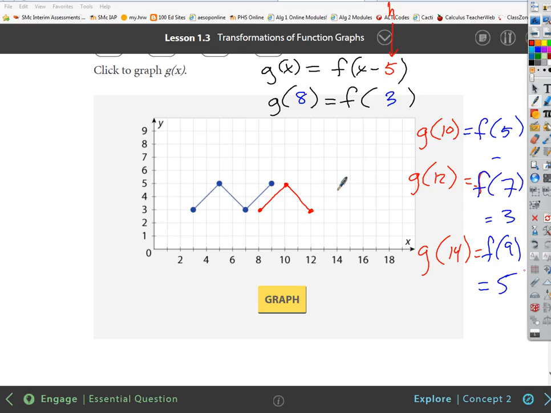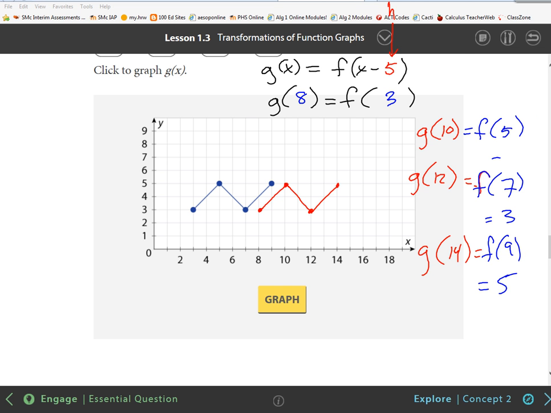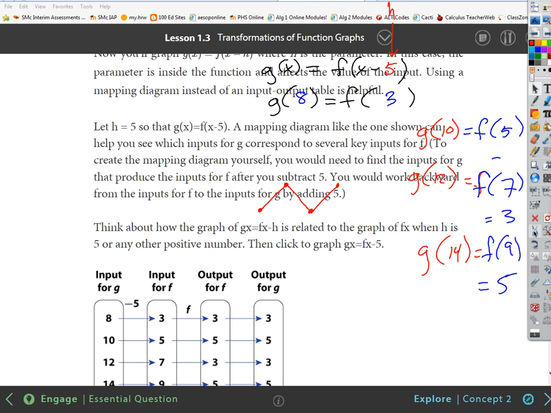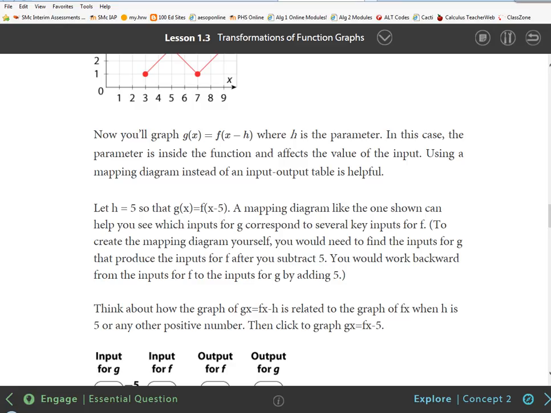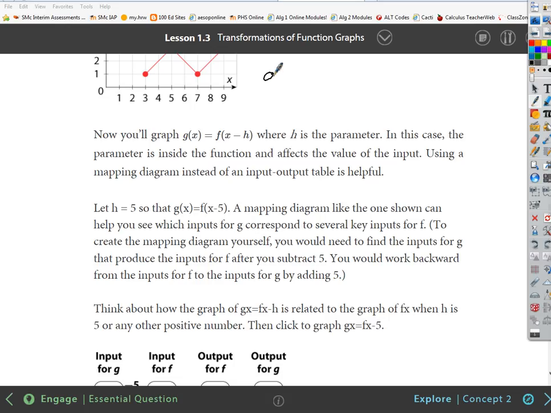So what did I do? How did I get from blue to red? What did I do to this function to get this one? That graph to get that one? I just slid it to the right. By how much? By 5. Okay, so what's that tell us? That tells us that this parameter h right here, what does h control? If I plug in positive 5, it slides in the positive x direction to the right by 5. Agreed? So h is the horizontal shift.